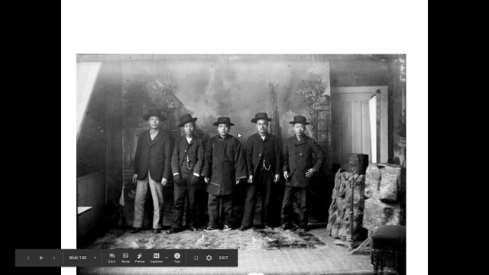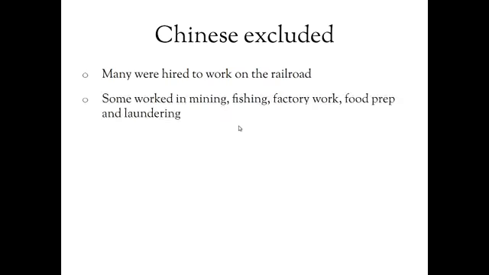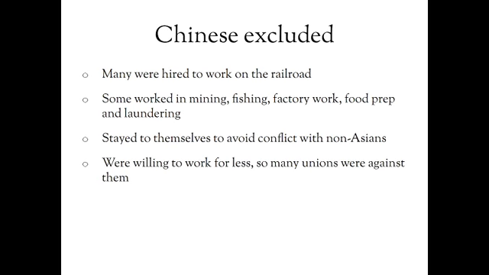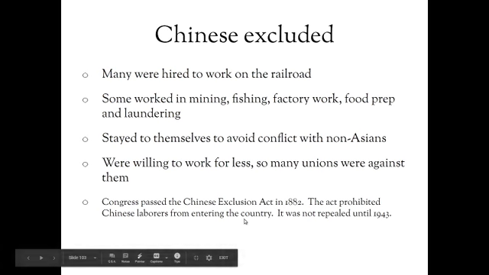Okay, so if Ellis Island was the immigration station on the east coast, Angel Island was the main immigration station on the west coast, and that's where the Chinese immigrants, pictured here, would come through. And the Chinese were the most discriminated group, or most excluded group of all the immigrants. In fact, in 1882, Congress passed the Chinese Exclusion Act. The act prohibited Chinese laborers from entering the country, and it was not repealed until 1943.